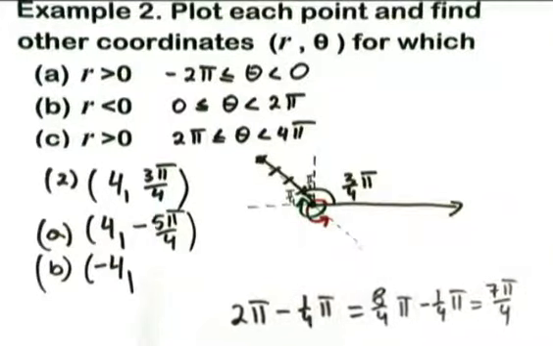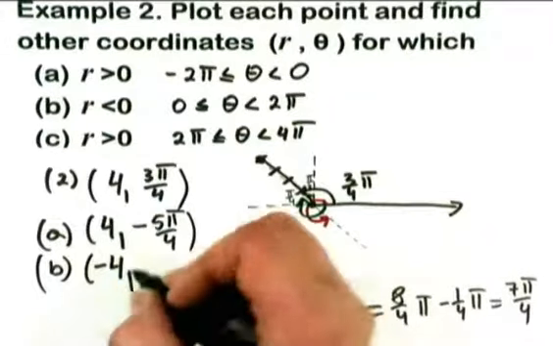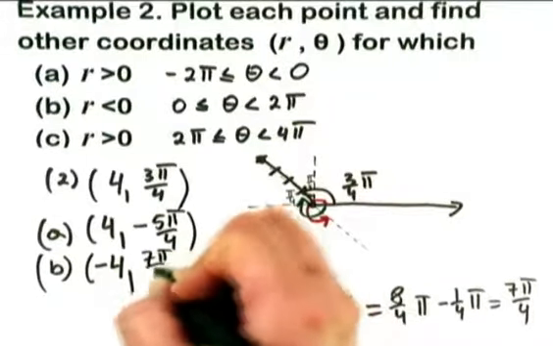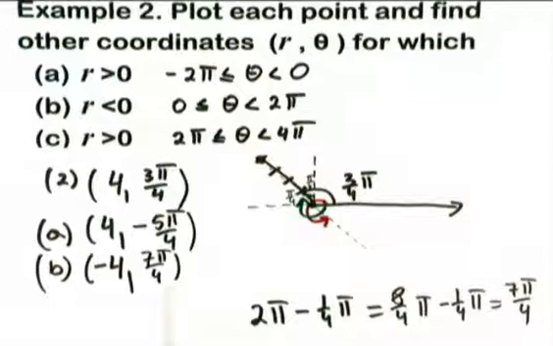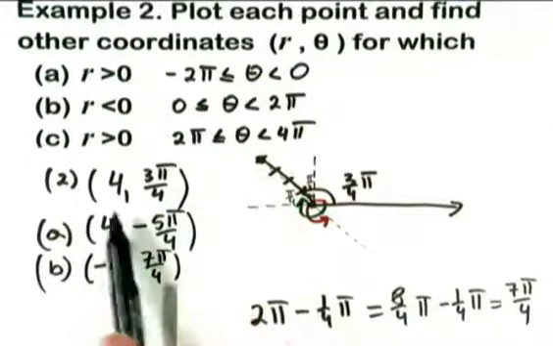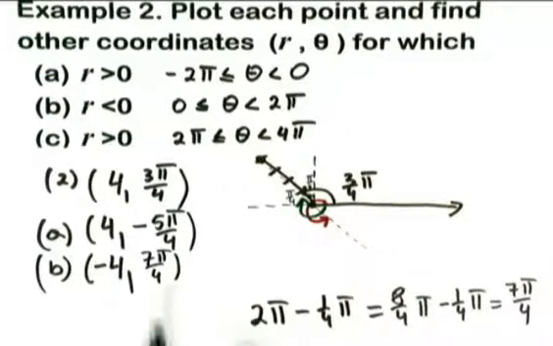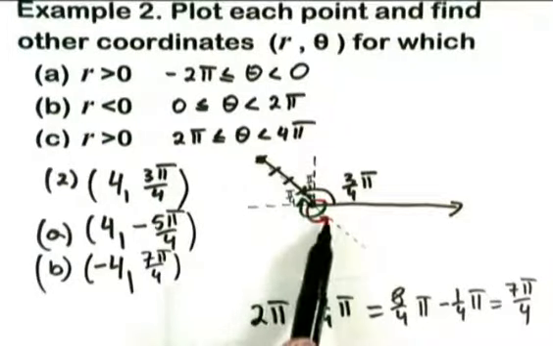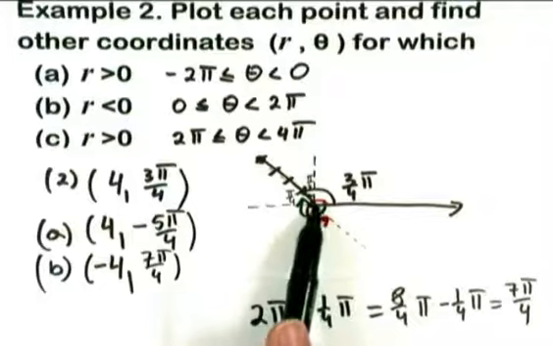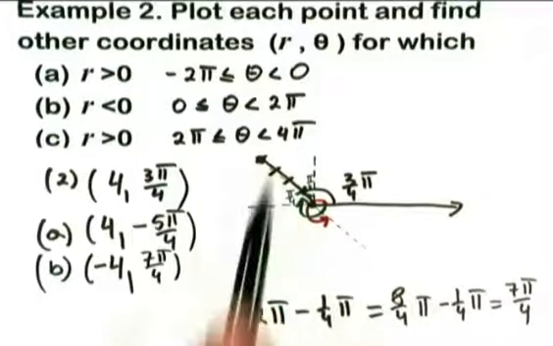So this B representation is -4 and 7 pi over 4. We can always check by plotting this point to see if I get exactly the same point that I was given. The 7 pi over 4 angle is right here, and in the negative direction we need to go 1, 2, 3, and 4. Its point is the same.